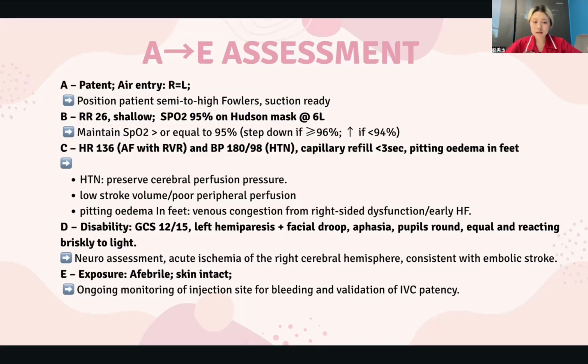Her disability GCS score is 12, with left hemiparesis and facial droop, aphasia, pupils round, equal and reacting briskly to light. We need to continue doing the neural assessment on her because of the acute ischemia of the right side cerebral hemisphere consistent with the embolic stroke. And her skin is afebrile and intact, so we need ongoing monitoring.